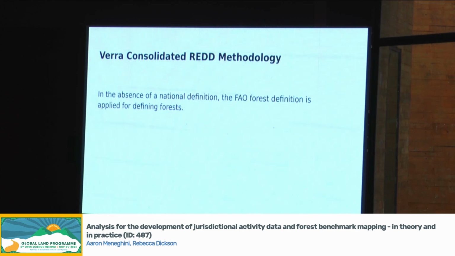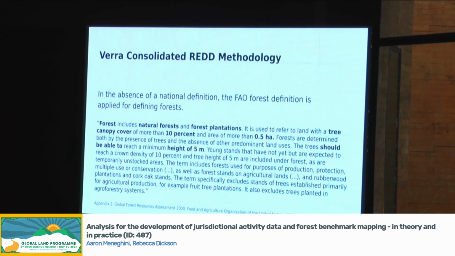So in the absence of some national definition, you're going to default to the FAO forest definition in the context of ECS. The FAO has a definition of what a forest is. So I've pulled it here. It's very long, and I've bolded the words that I find very important to pay attention to. Forests are natural or plantations with a tree canopy cover of 10% over an area of perhaps 0.5 hectares. The trees themselves should be able to reach a minimum height of about 5 meters. So this will include younger stands that haven't yet met that height threshold.